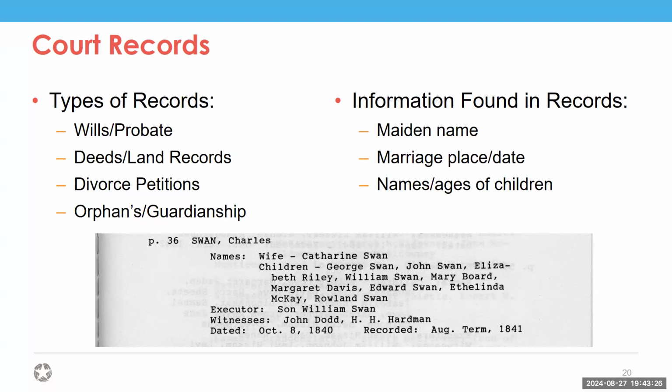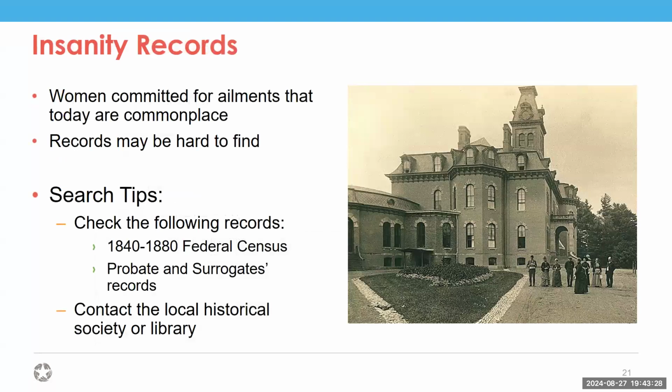Okay. So the last type of government record that we're going to talk about is insanity records. Oftentimes, women were committed to mental institutes for ailments that are today considered commonplace, such as postpartum depression, menopause, bipolar disorder, regular depression, schizophrenia, other mental illnesses like that, anxiety. Records may be harder to find, but that doesn't mean that they don't exist.